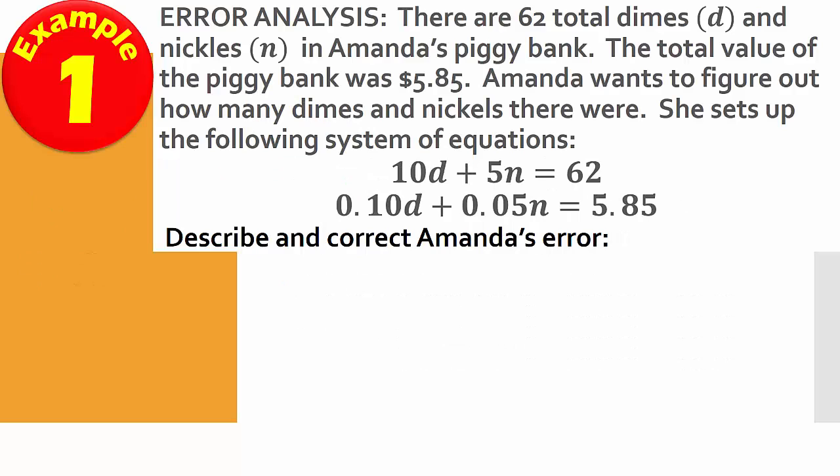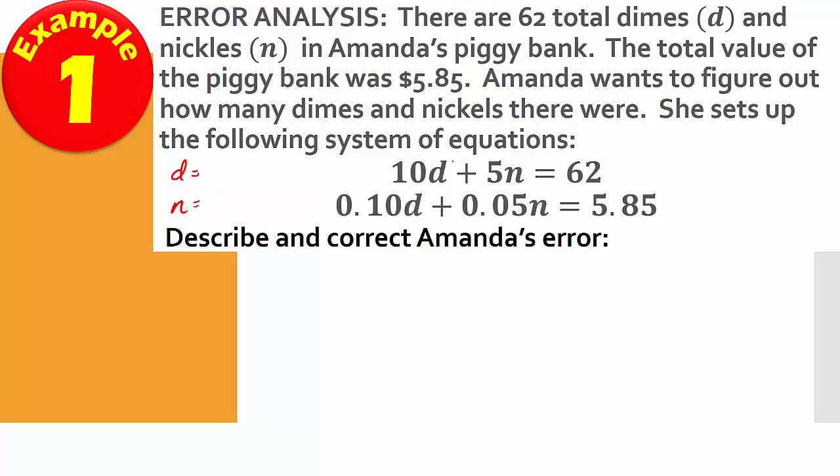We have Amanda who has a piggy bank with 62 coins in it. Total value of the piggy bank is $5.85, and she only has dimes and nickels in there. So she sets up this system of equations. Unfortunately, it's wrong, so we need to describe and correct her error. So what's wrong here? Let's go ahead and define the variables first. So D and N are our variables. We're going to look at both of these.